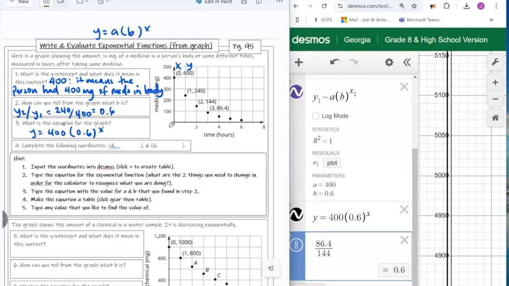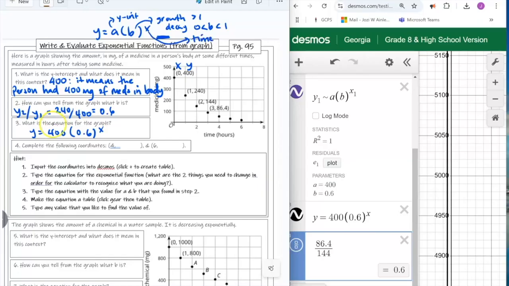What is my a? My a is my y-intercept. If there's no number, where? Over here. If there is a number here, it's going to be a plus that number. So my y-intercept, b is my growth. How do I know if something is growing? It's greater than 1. Or my decay. How do I know if something is decaying? If it's between 0 and 1. And then finally, x is my time.